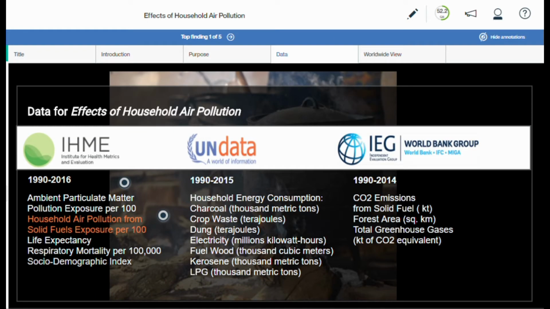Our data includes Institute for Health Metrics and Evaluation, which measures health and pollution exposure with a quality score of 74%. United Nations data measures household energy consumption, and World Bank data measures environmental emissions. The target for the study is household air pollution from solid fuels exposure.